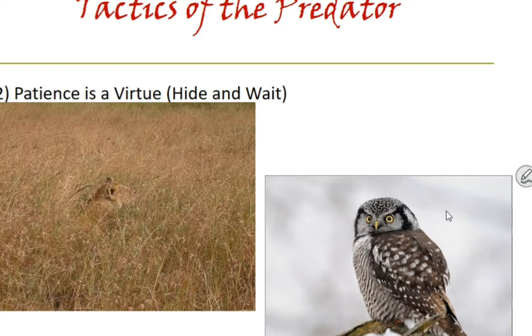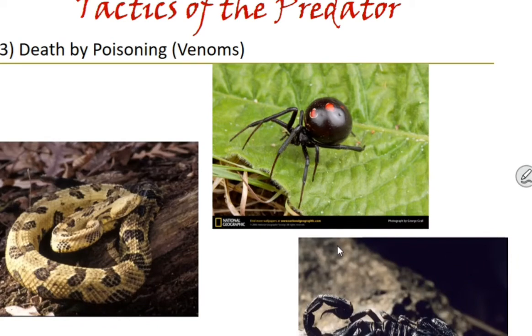Patience is a virtue. You've probably seen your house cat do this. It's a behavior that's inherited from larger cats. They'll wait and then they'll pounce on their prey. Owls do that as well. They'll wait high up in a tree and then they'll come out. Okay, and then death by poisoning.